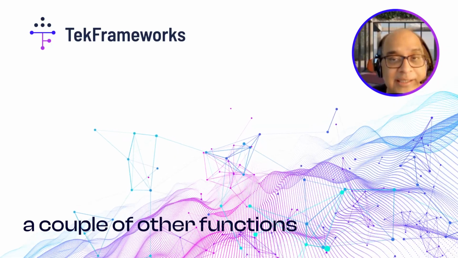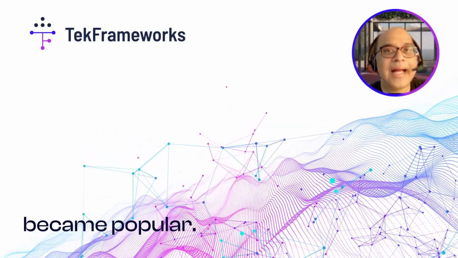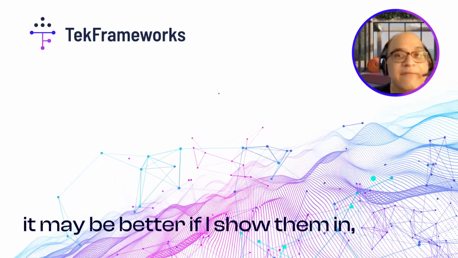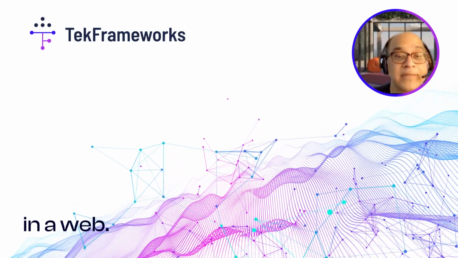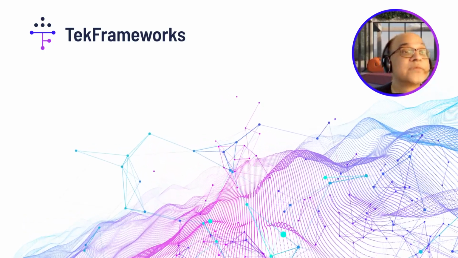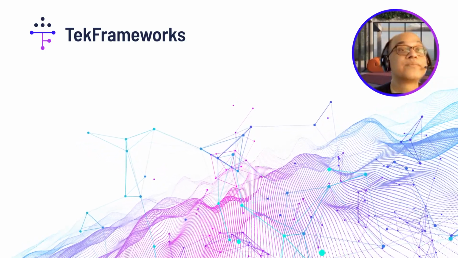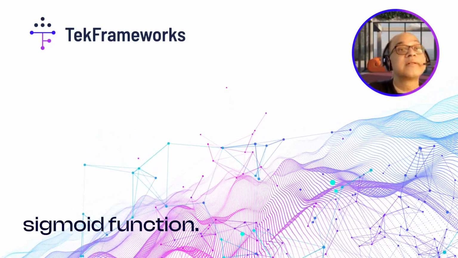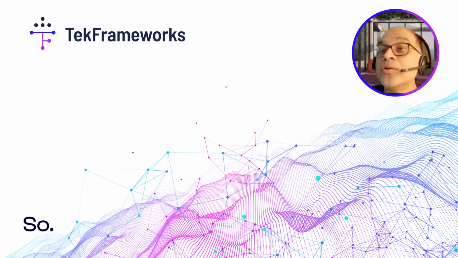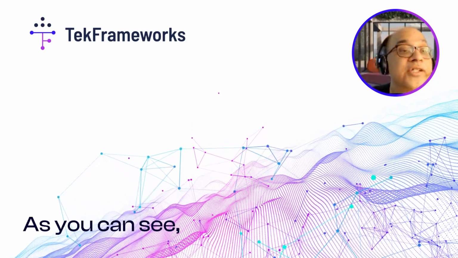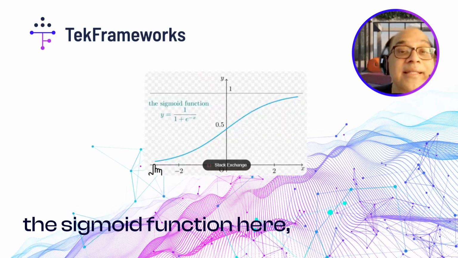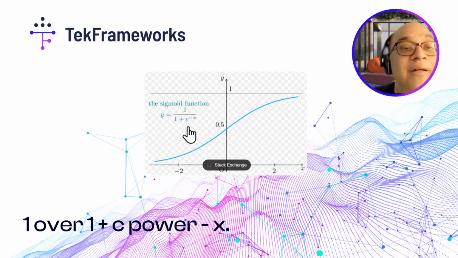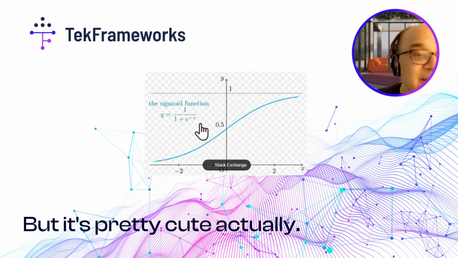A couple of other functions became popular. And I think it may be better if I show them on the web. One of the functions is called the sigmoid function. As you can see, the sigmoid function here looks weird. It really looks weird, 1 over 1 plus e power minus x, but it's pretty cute actually.